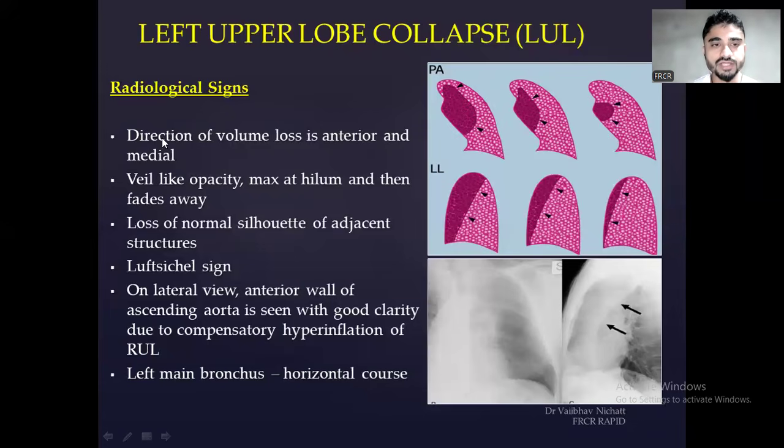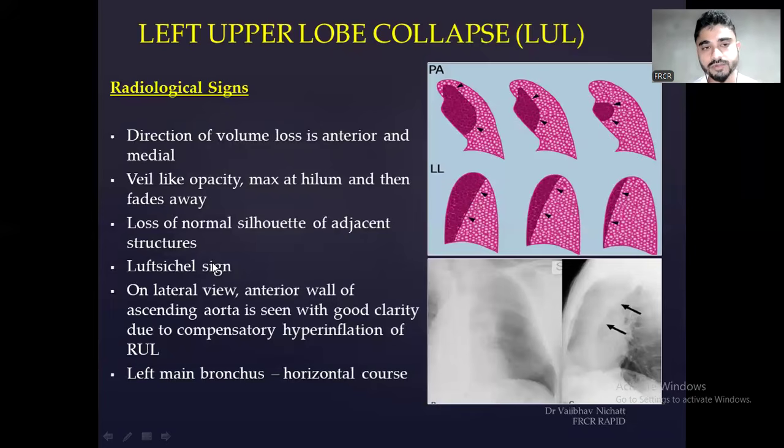The direction of the volume loss is anterior and medial. So the direction of volume loss is anterior, and on the frontal radiograph the direction of the volume loss is medial. Understood? Then there will be a wheel-like opacity, maximum at the hilum, which fades away towards the periphery. There is loss of the normal silhouette of the adjacent structure, the Luftschild sign.